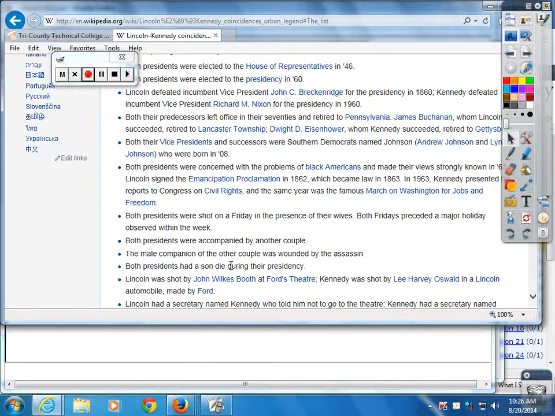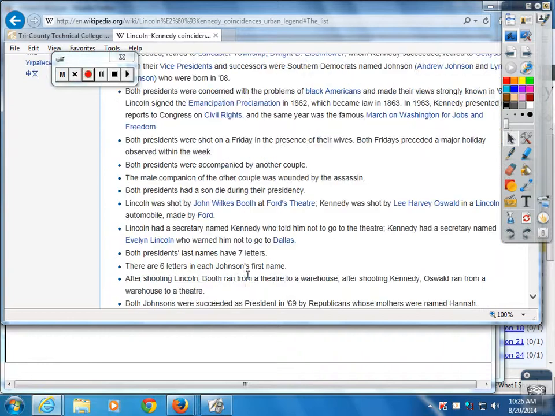Both presidents had a son die during their presidency. Lincoln was shot by John Wilkes Booth at Ford's Theater. Kennedy was shot by Lee Harvey Oswald in a Lincoln automobile made by Ford. Now that's a little bit of a stretch, okay? Lincoln had a secretary named Kennedy who told him not to go to the theater. Kennedy had a secretary named Evelyn Lincoln who warned him not to go to Dallas. Both presidents' last names have 7 letters. There are 6 letters in each Johnson's first name.